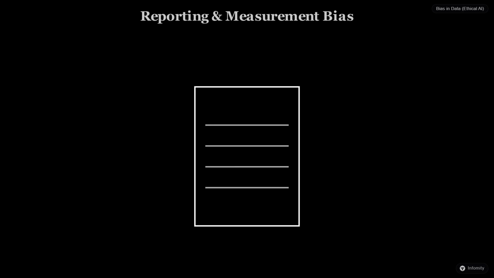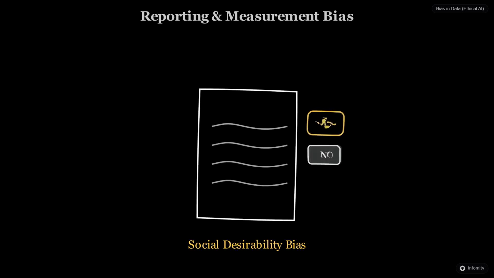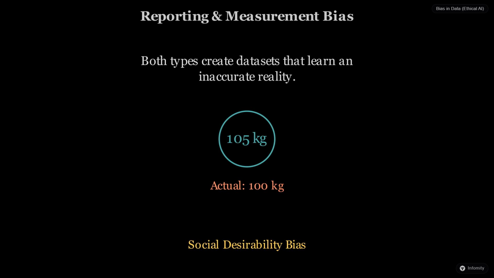Beyond who is included, bias can also creep in through how data is reported or measured. A reporting bias happens when certain outcomes are more likely to be recorded or emphasized. Think of surveys where people give socially desirable answers. Measurement bias refers to systematic errors in how data points are quantified or observed due to faulty sensors or subjective interpretations. Both types lead to skewed datasets, making models learn an inaccurate reality.